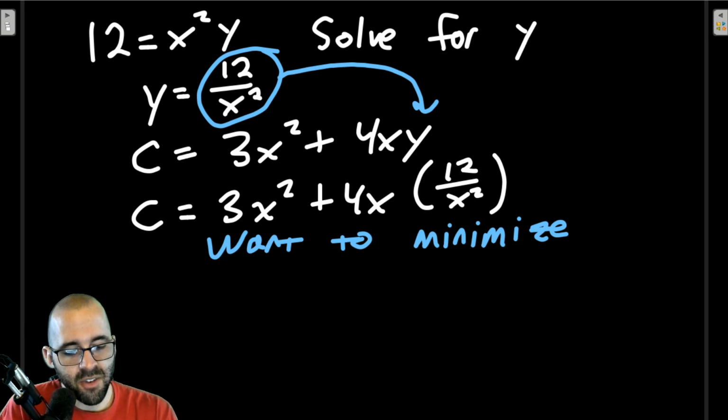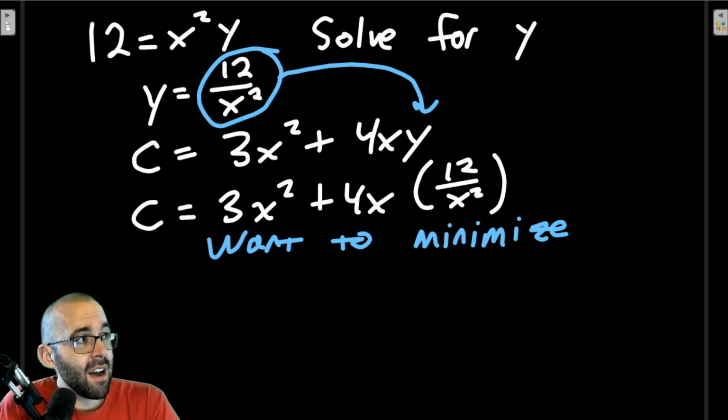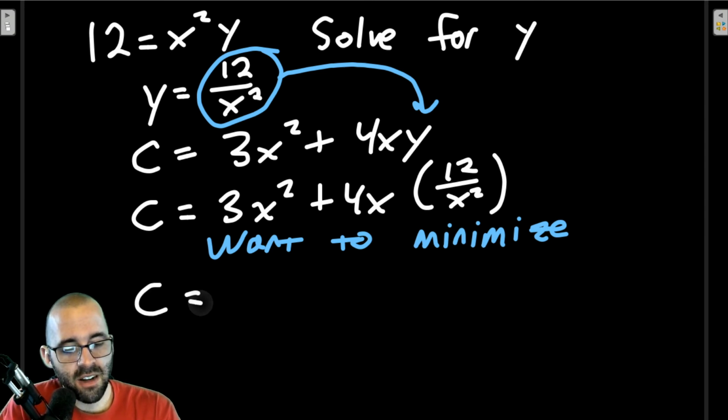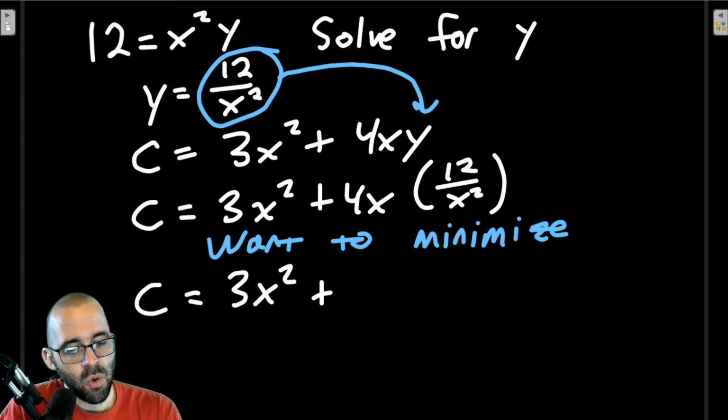So we need to minimize this function. We could take the derivative right now, or we could simplify first. Simplifying first is usually a good idea when you can. We have 4 times x. Remember, this is like 4x divided by 1. So multiply those numerators together. We get 48x.